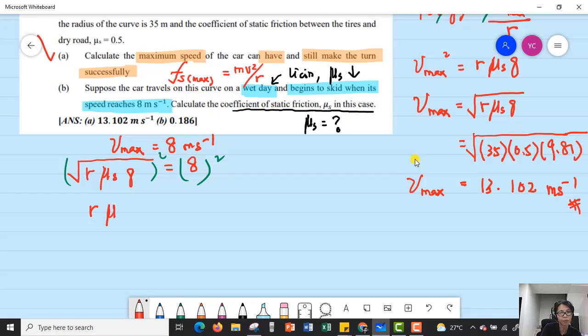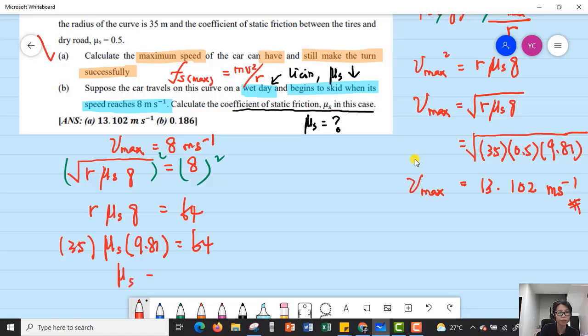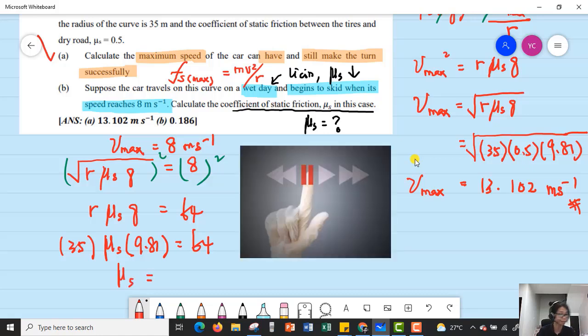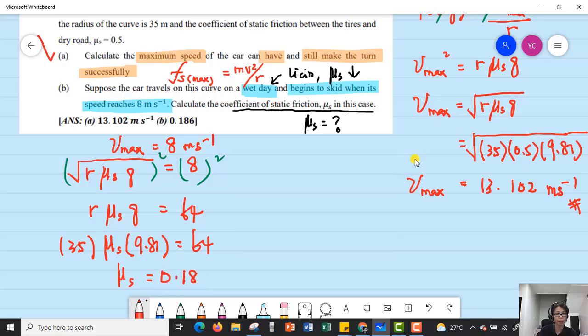So r mu s g. 8 squared is 64. r is still 35. mu s is what we want to find now, because the road is now wet and slippery, so the coefficient is different. g is 9.81. So 64 equals that. Pause the video, then you solve the question. If you calculate correctly, I guess you will get around 0.186.